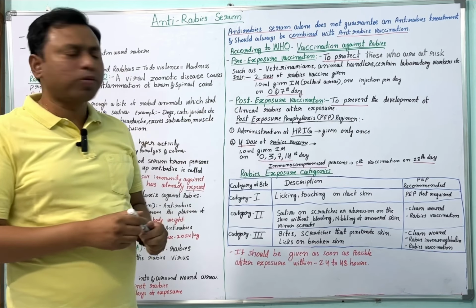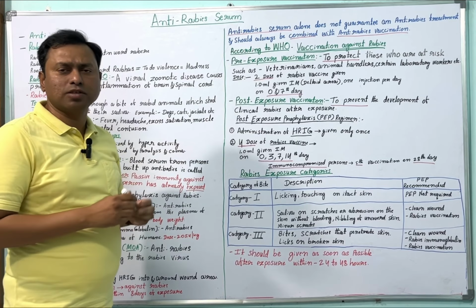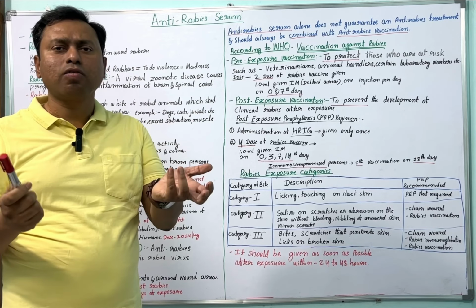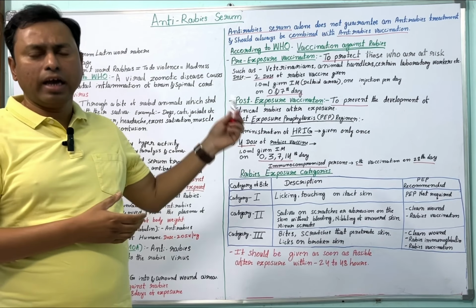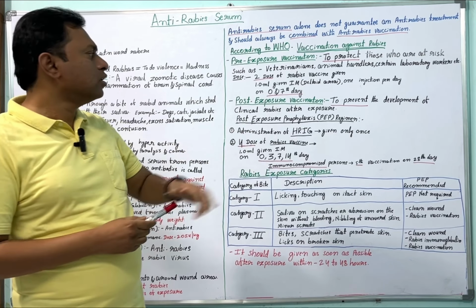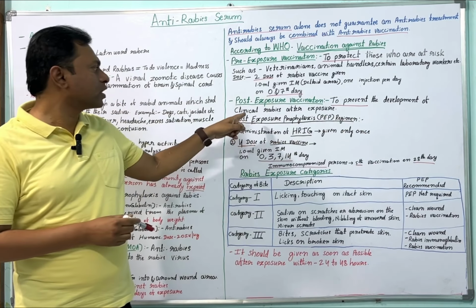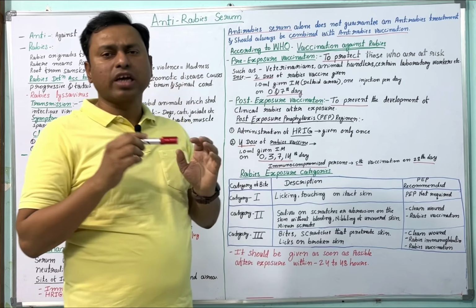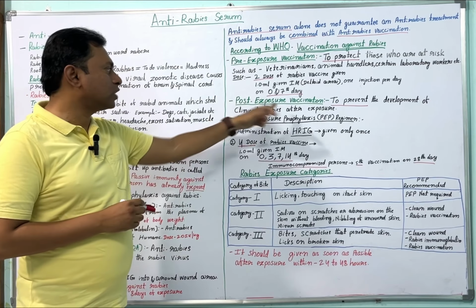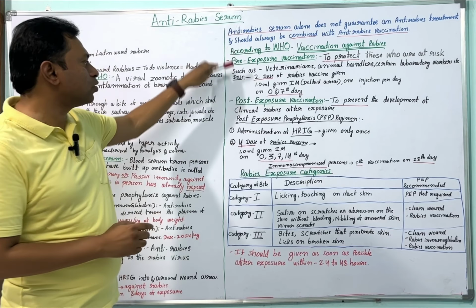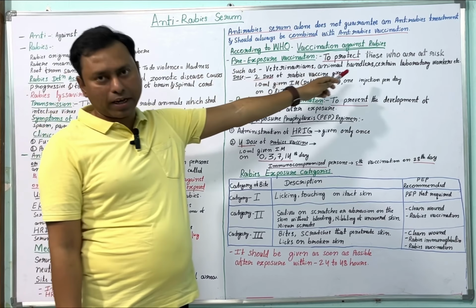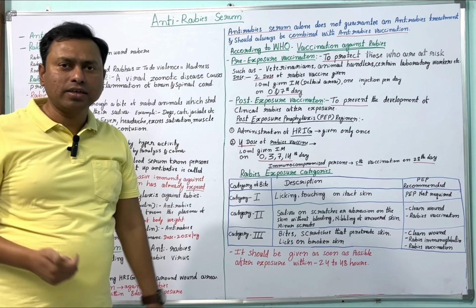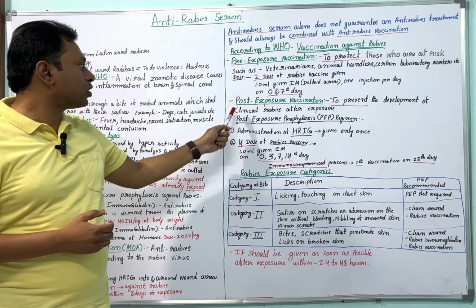Now come to the post-exposure vaccines. It means that if a person is bitten by a dog, after the exposure only we give this vaccine, which is called the post-exposure vaccine. In this case, it is to prevent the development of clinical rabies after exposure. It means we are giving it to prevent the clinical symptoms. The main difference is that pre-exposure is for protection against rabies, and post-exposure is for preventing the clinical symptoms. This is about the post-exposure.